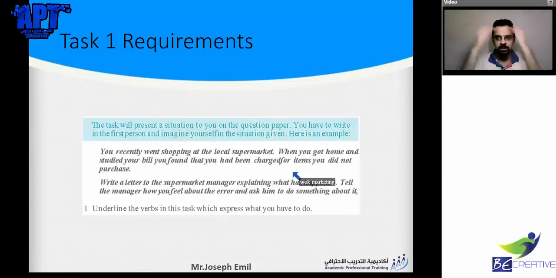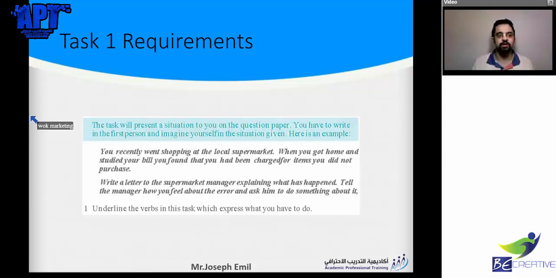All right, so try to imagine yourself in this situation. You have recently went shopping at the local supermarket. When you got home and studied your bill, you found that you had been charged for items you did not purchase. So you have found things in the bill that you have not bought, and you have paid a lot more than you needed to pay. Write a letter to the supermarket manager, explaining what has happened. Tell the manager how you feel about the error and ask him to do something about it.